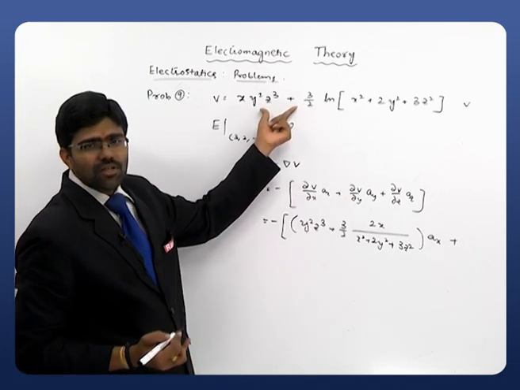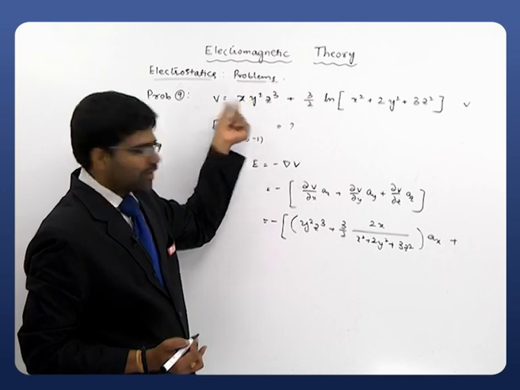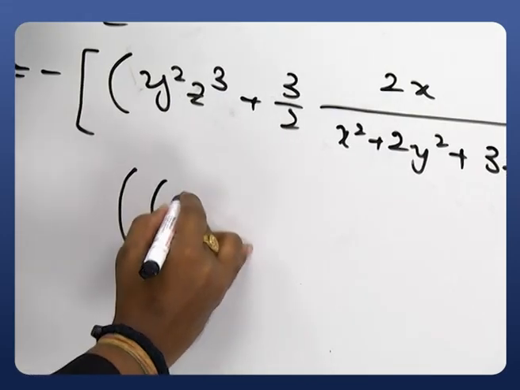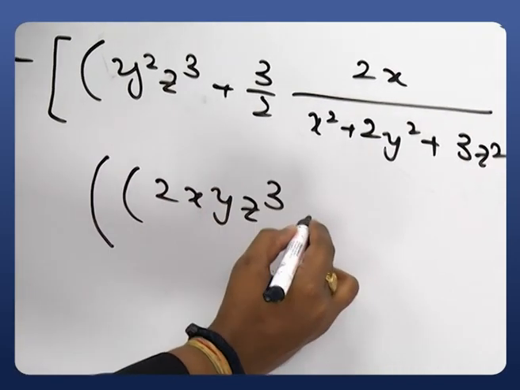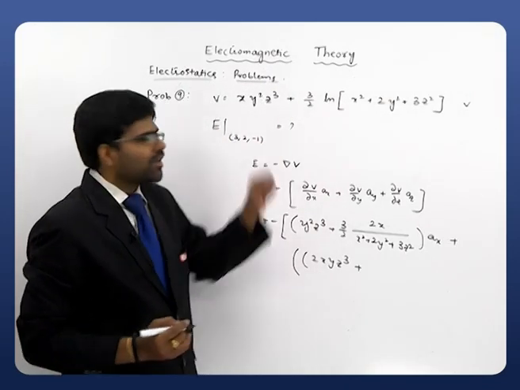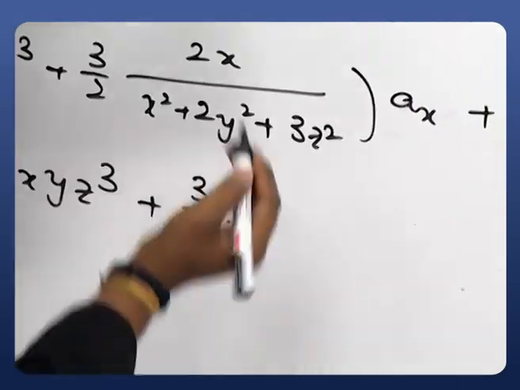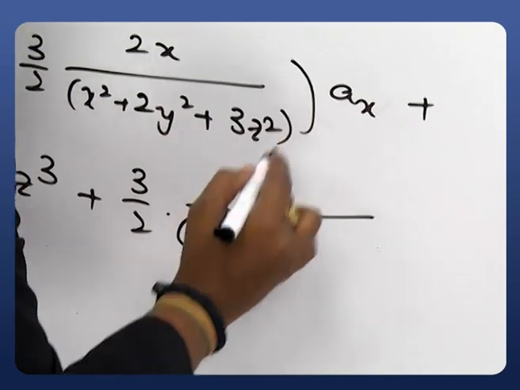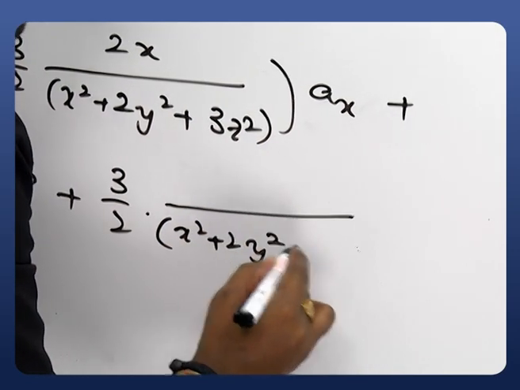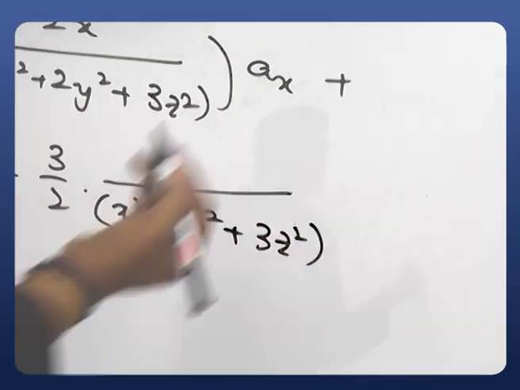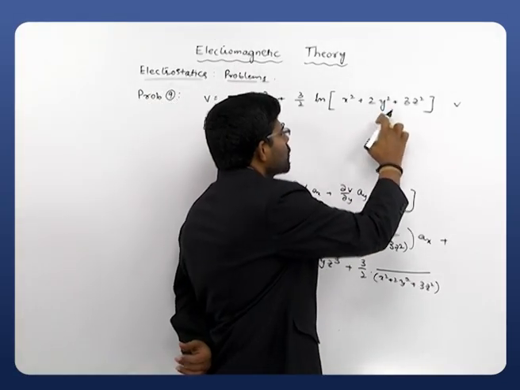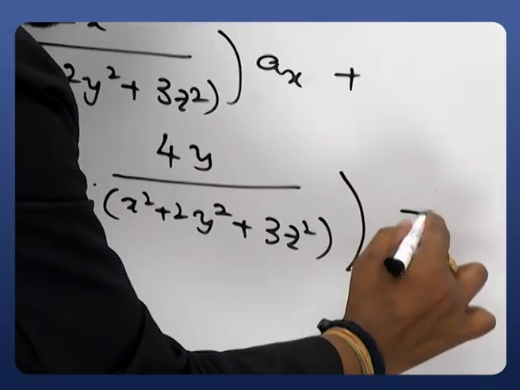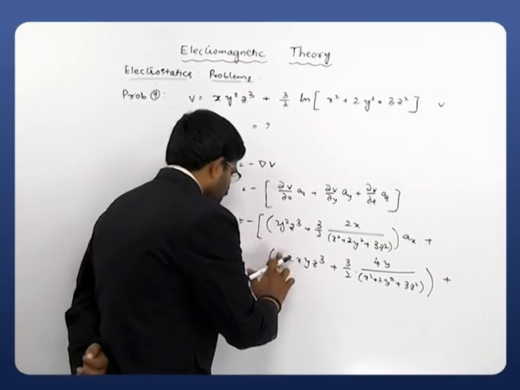Plus next ∂V/∂y. This V function will be differentiated with respect to y. So if you differentiate this one with respect to y, what we get? It is simply 2xy z cube, plus, for the second term, if you take the differentiation, what we get is 3 by 2, and once again it is a log function. Therefore in the denominator we get x square plus 2y square plus 3z square, and the internal differentiation will give us 4y, that will be in the numerator. This is our second term, plus the third term.